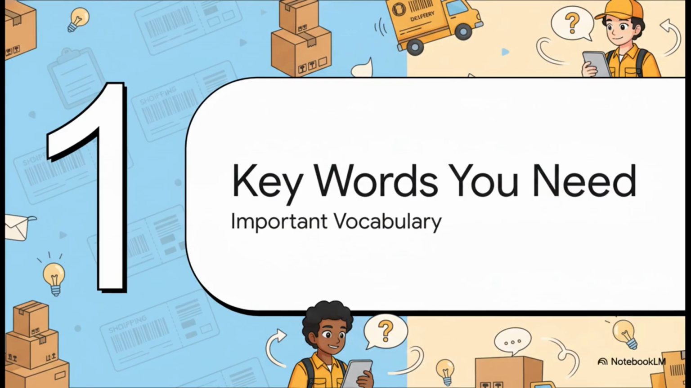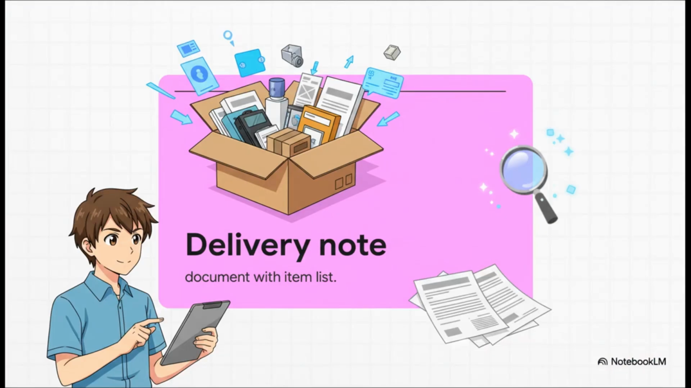All right, before we get into solving the problem, we need to make sure we're all using the same words. Here are a few key terms that will help you sound professional and get things done. First up is the delivery note. Think of this as your guide. It's the official paper that lists everything that should be in the shipment. You're going to check all the items against this document.